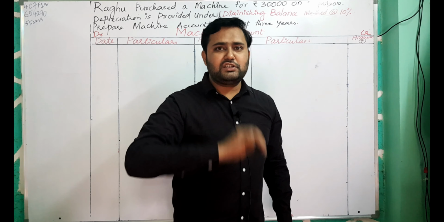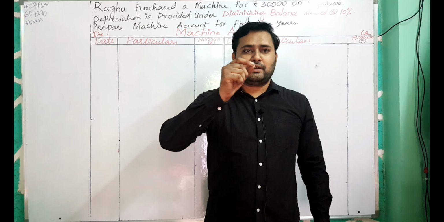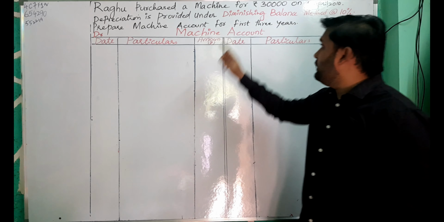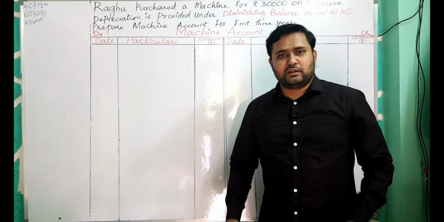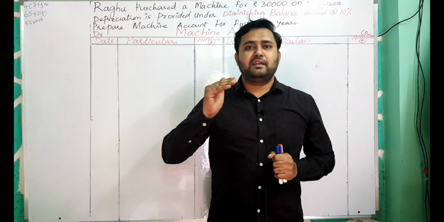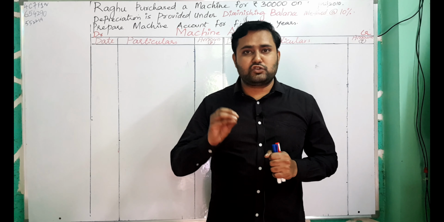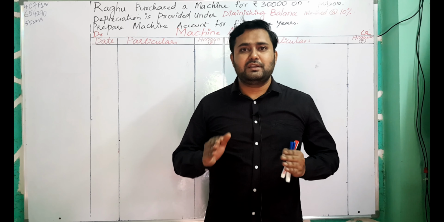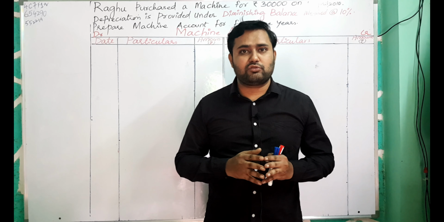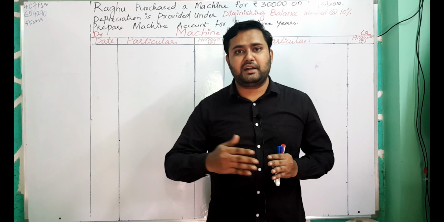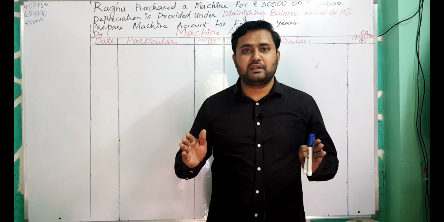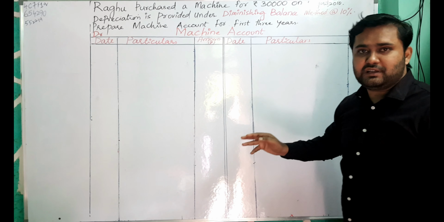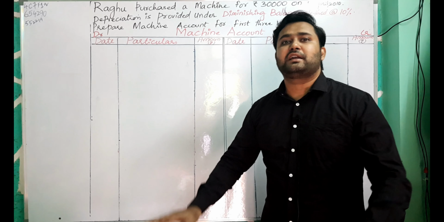So here, 3 things you need to keep in mind. The foremost thing is you need to understand that the problem is given on diminishing balance method. Diminishing balance method is nothing but when the depreciation amount does not remain constant. Let us say, for example, in the first year depreciation might be 5,000, then the next year depreciation will not be 5,000. It might be 4,000, it might be 4,500, it might be 3,000, but not 5,000. That means it is not fixed. That is why it is called diminishing balance method, reducing balance method, and written down value method.